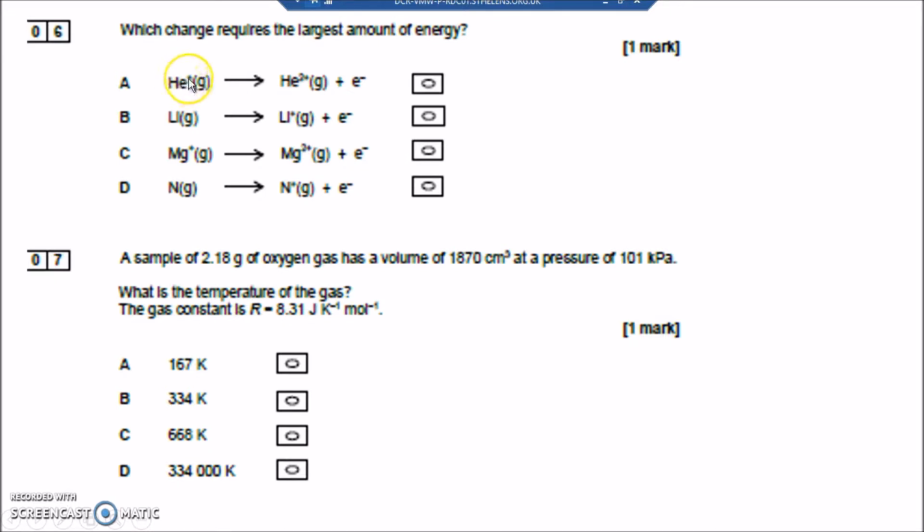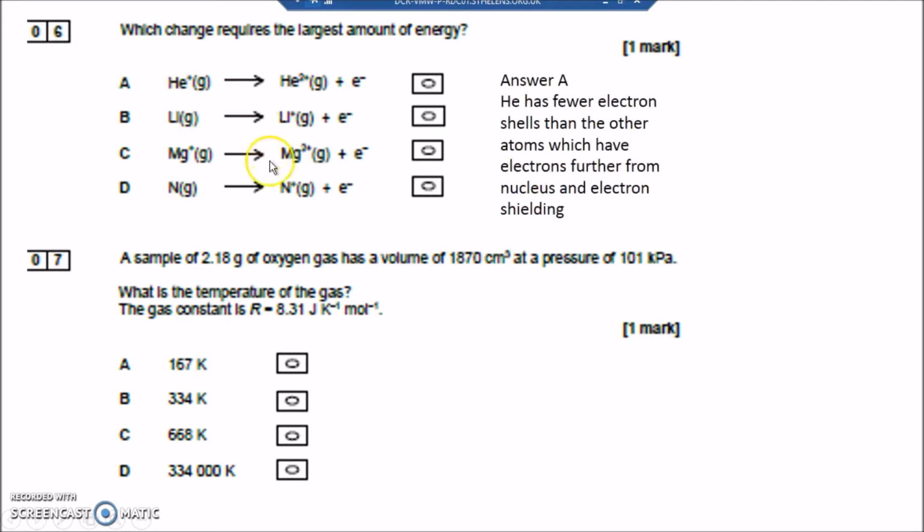It only had 2 to start with. It's got an atomic number of 2. It's lost 1 electron. It's only got 1 left, and it's got 2 protons left. So it's got the same number of protons. Lost 1 electron, so only got 1 left, so there'll be a strong nuclear attraction for that 1 remaining electron from the 2 remaining protons. It's got less shielding. It's A.